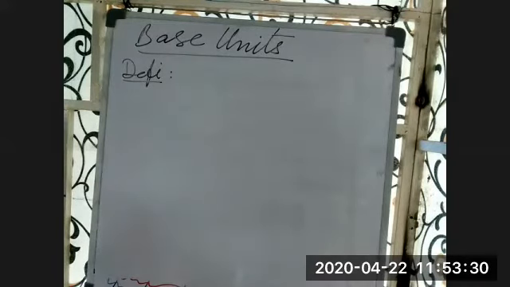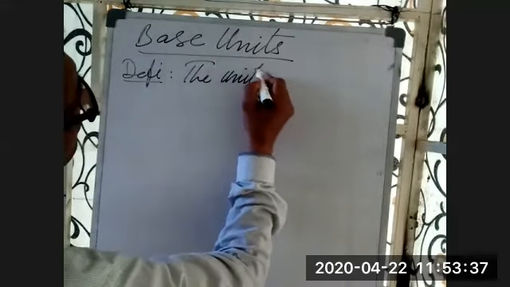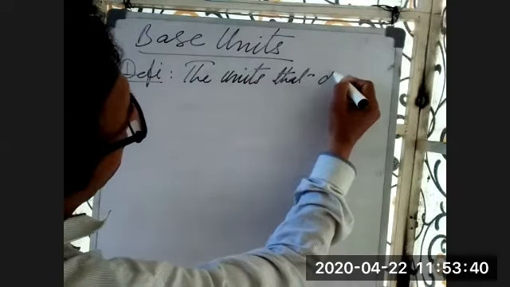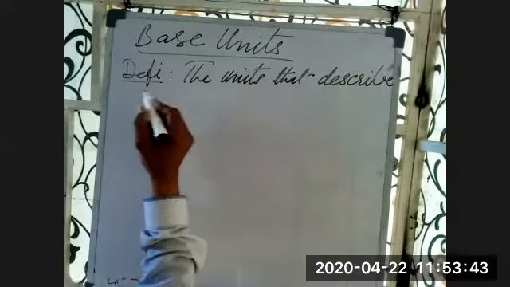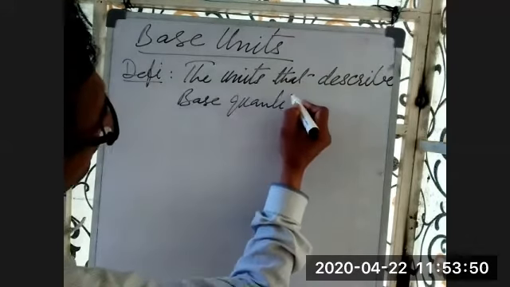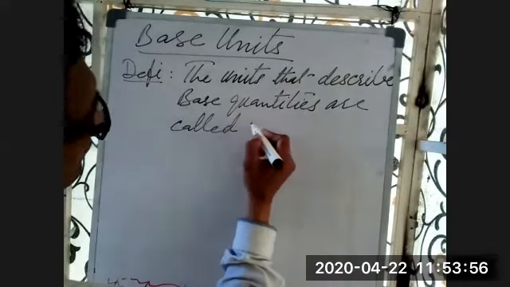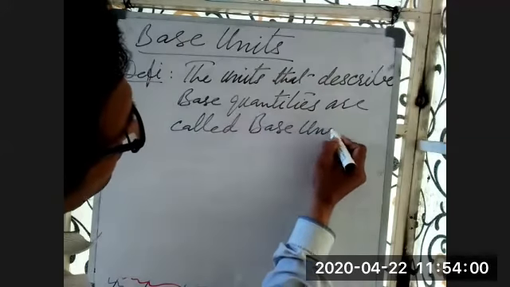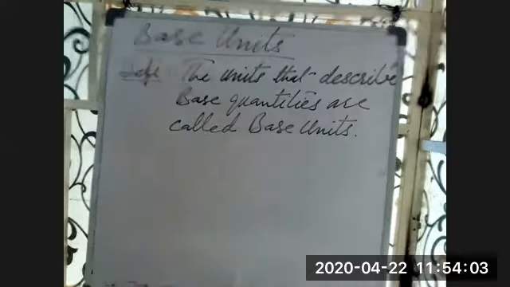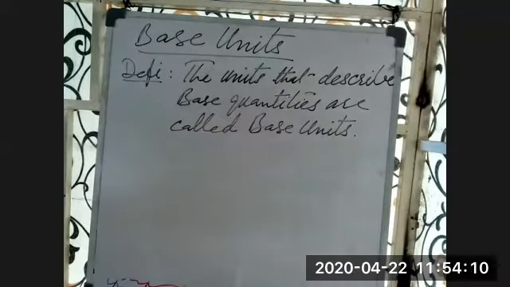So, the units that describe base quantities are called base units. यानी वो यूनिट्स जो बेस क्वांटिटीज को डिस्क्राइब करती हैं, बेस क्वांटिटीज की यूनिट्स के बारे में बताती हैं, उनको बेस यूनिट्स कहते हैं.